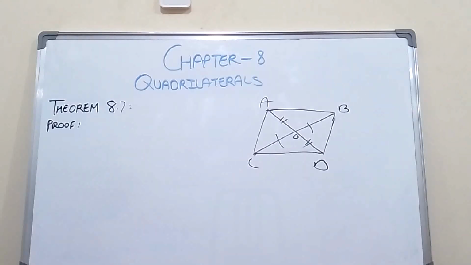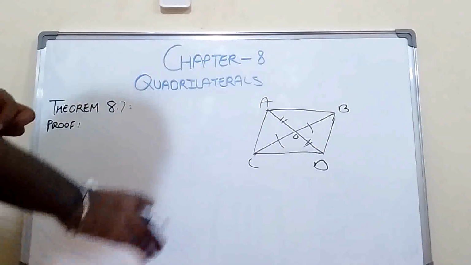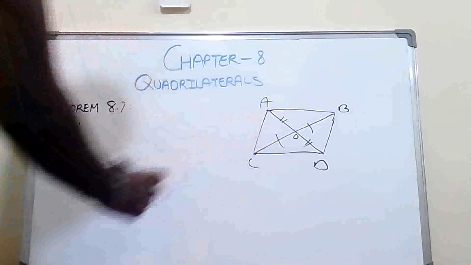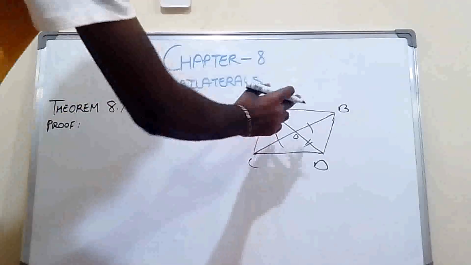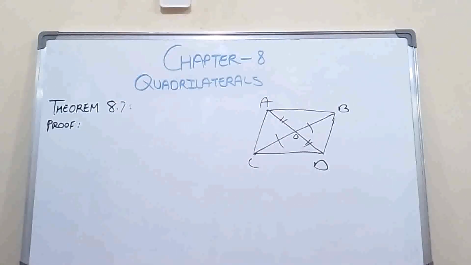So here we have the detail that AO is equal to OD and CO is equal to OB. So we have to show that ABCD is a parallelogram. So let's get started. To show that, first we can prove that any two triangles are congruent. So here I'm taking AOB and COD.